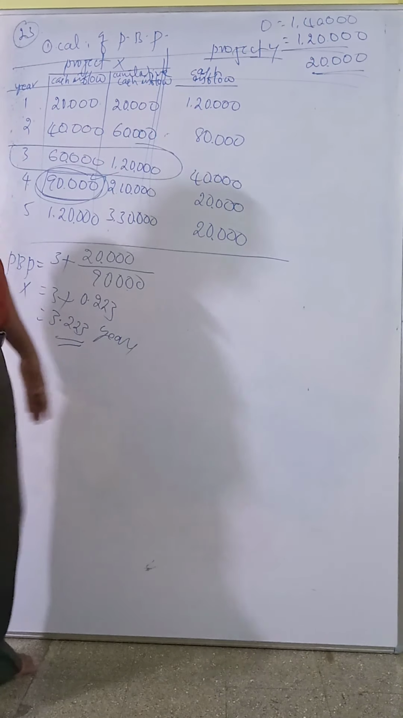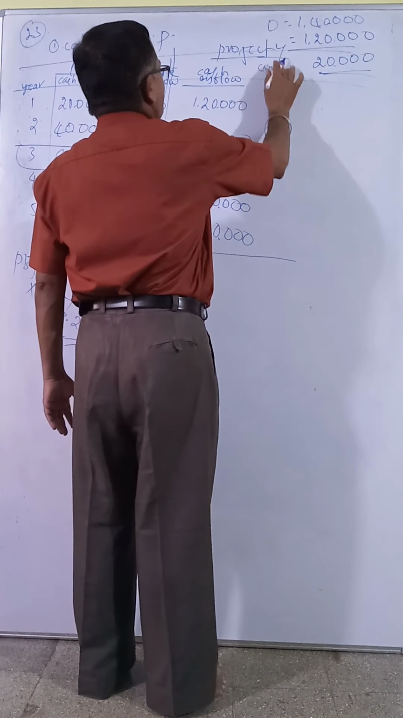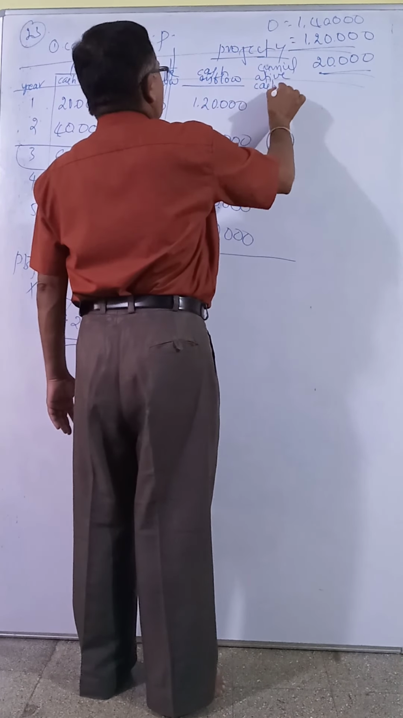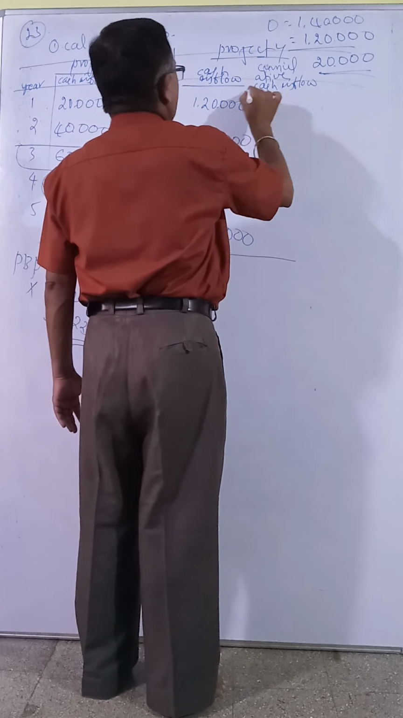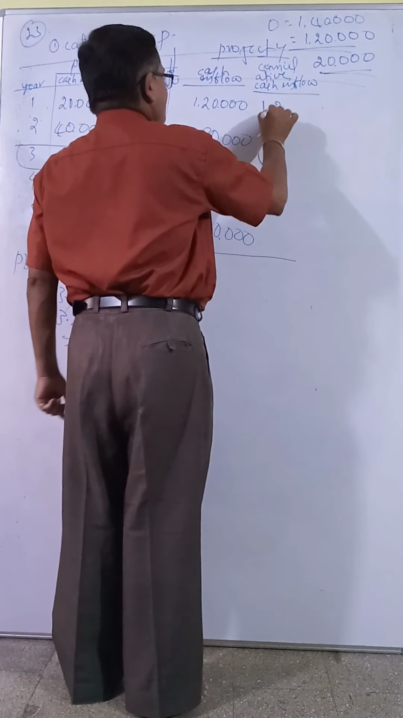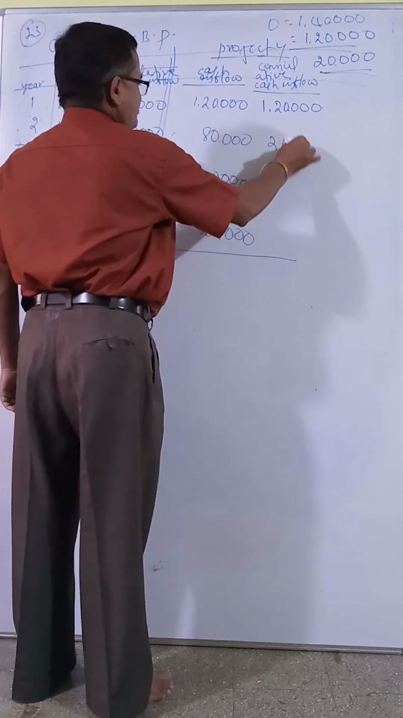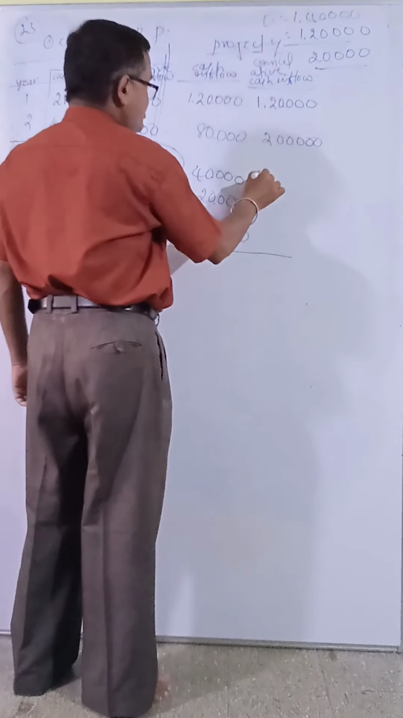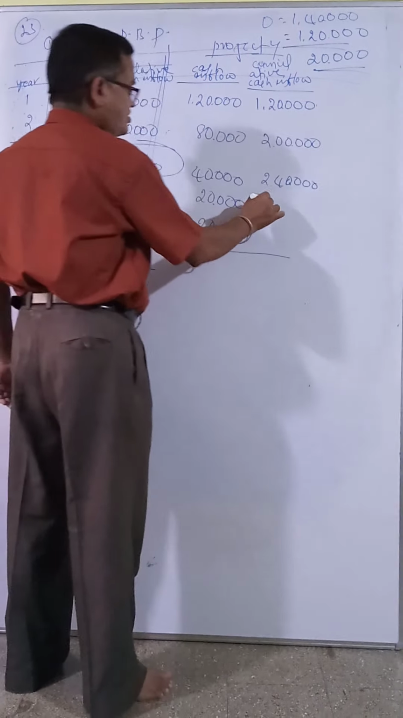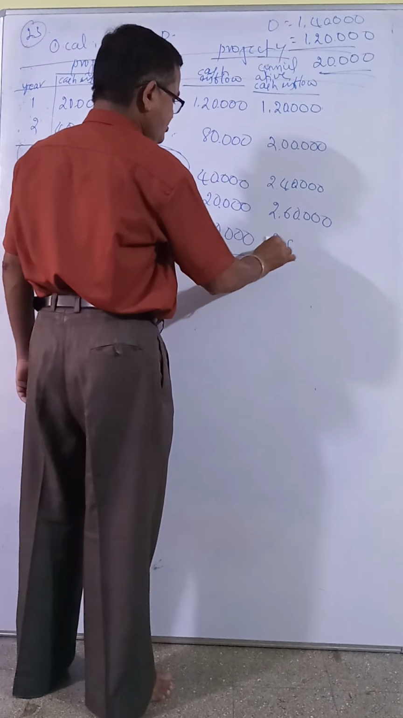Now make the cumulative cash inflow. You have to add: first 1,20,000; 1,20,000 plus 80, 2 lakh; 2 lakh plus 40, 2,40,000; 2,40,000 plus 20, 2,60,000; 2,60,000 plus 20, 2,80,000.